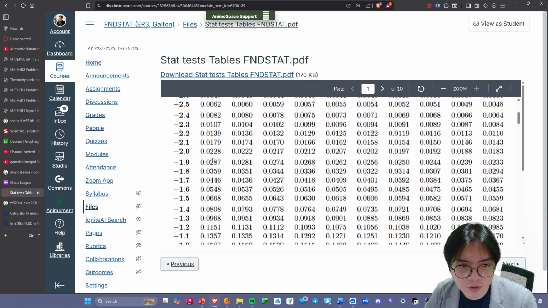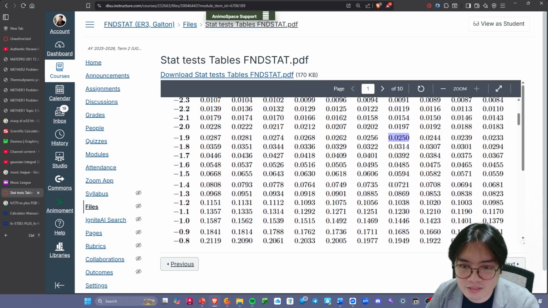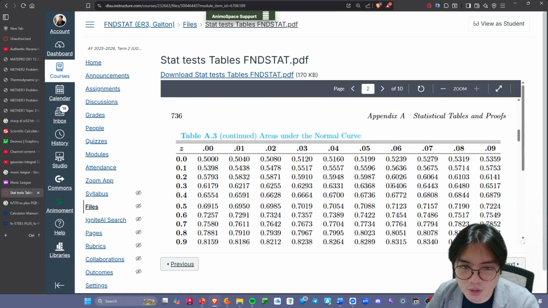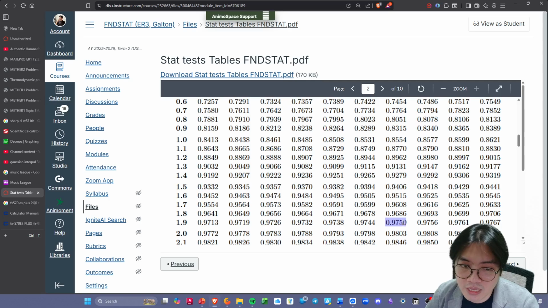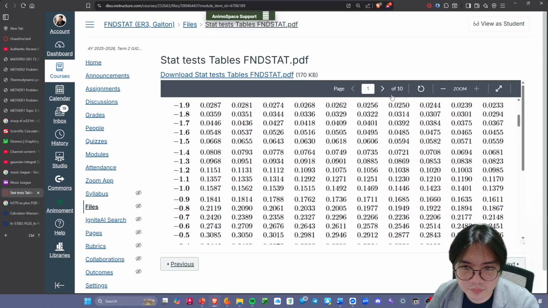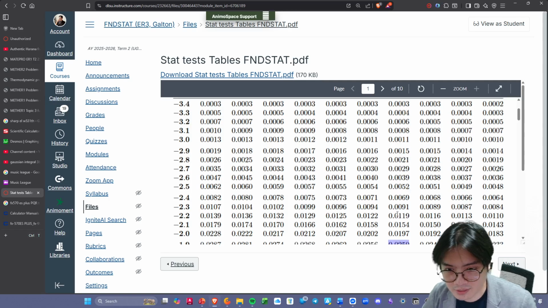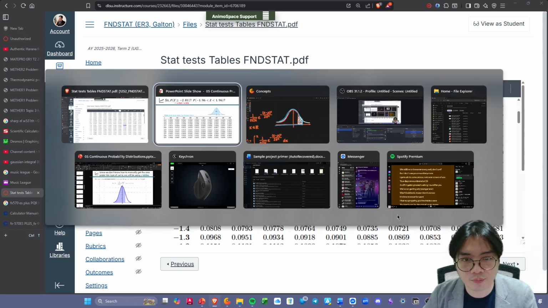You need to get the value of negative 1.96 and the value of positive 1.96. But I will tell you right now, you don't have to go up to here, right? Why is that? Because this is all you need, honestly. So this value right here is 0.0250.